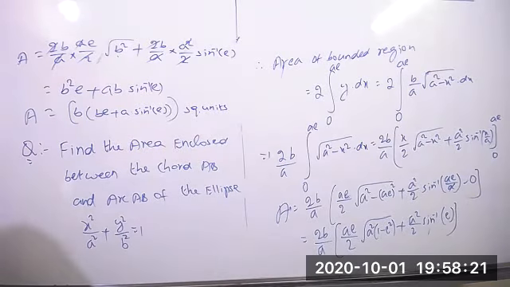Just once think it and you can tell me that. Very easy. Find the area enclosed between the chord AB and arc AB of the ellipse x square by a square plus y square by b square equal to 1.